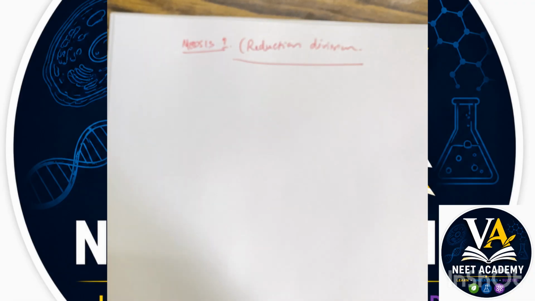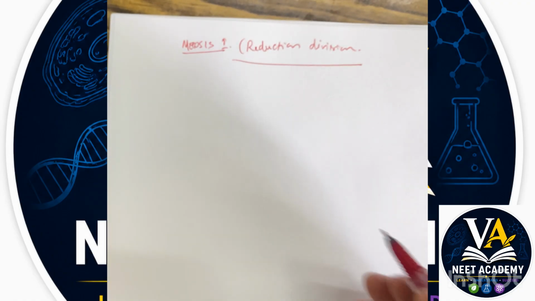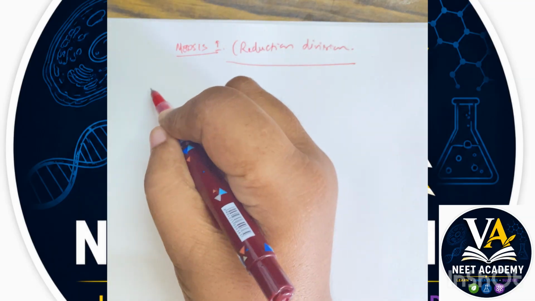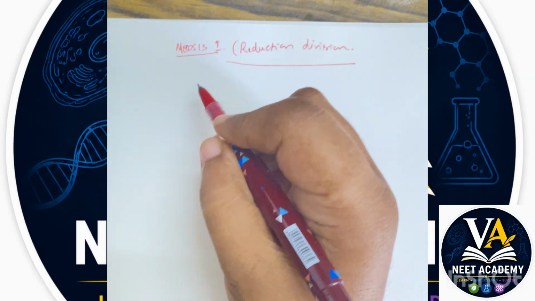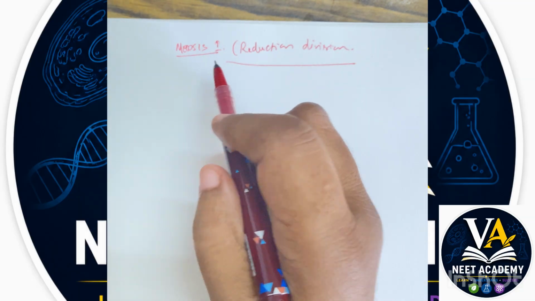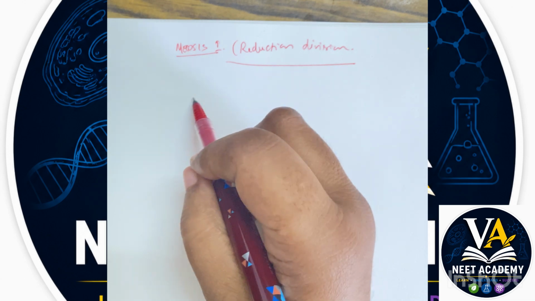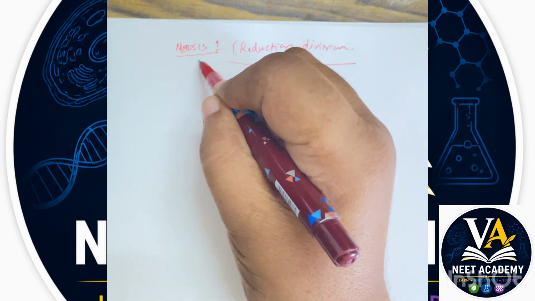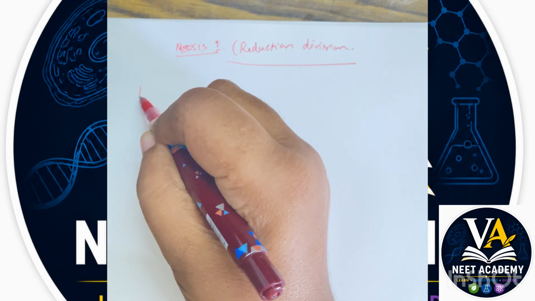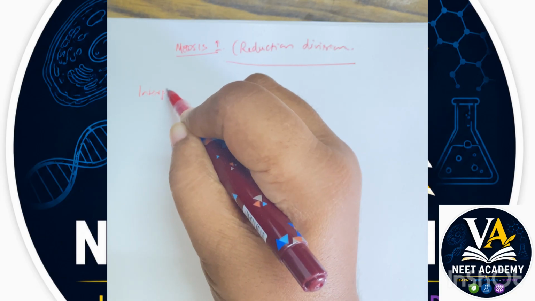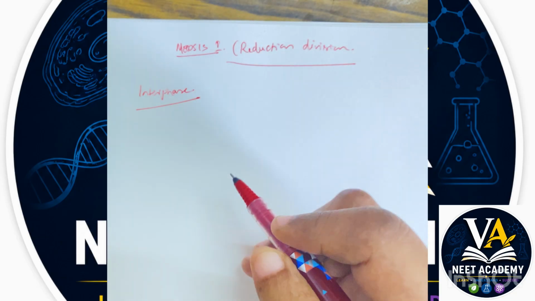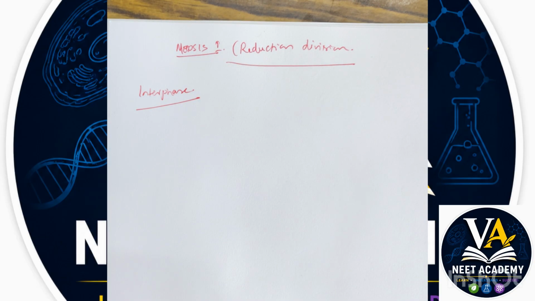So meiosis, now before getting into the definition and proper class, let us understand what happens before meiosis I. Okay, so what happens before meiosis I begins? Yesterday I told you we have meiosis I and meiosis II. Today we will see what is meiosis I. So what happens before meiosis I? There is a stage called interphase.